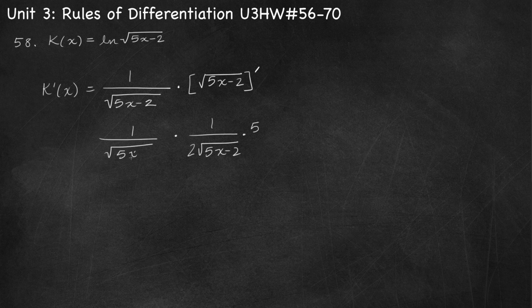So now putting all of the parts together here, when we multiply in the numerator we get 5. In the denominator we get 2 times the square root of 5x minus 2 times the square root of 5x minus 2. So 2 times the quantity 5x minus 2, which is 5 over 10x minus 4.